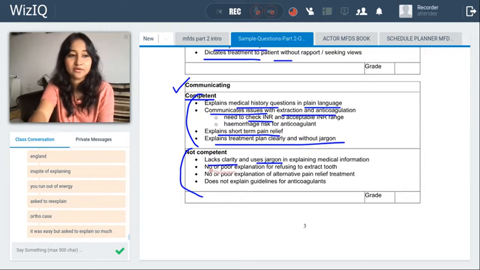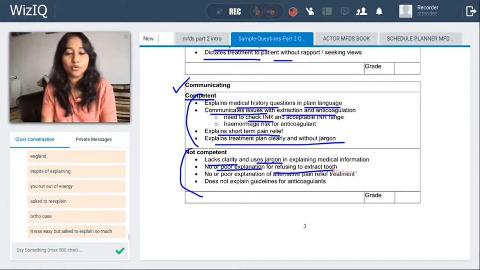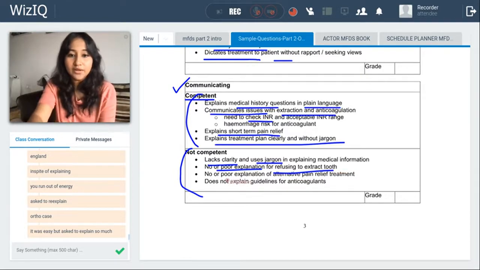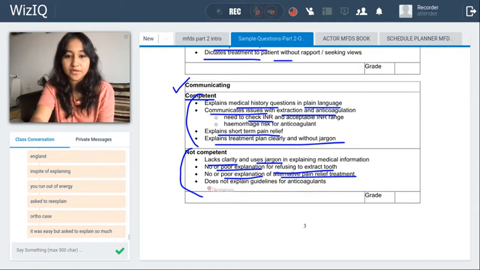Because you have to also make sure that the examiner knows that you know the diagnosis. You really cannot be going here and there, not giving the right diagnosis. That is not correct. Okay, now poor explanation for refusing. You're refusing to remove. That is fine. In both, there's a specific way how you have to refuse. Poor explanation or no explanation about alternative pain relief treatment. Does not explain guidelines for anticoagulants.